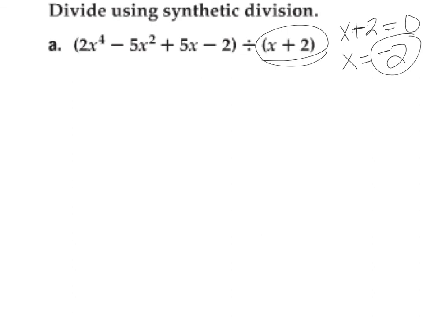And then, what I like to do is put columns for each of my terms. Now if I look at this, I see that I'm in descending order, but I'm actually missing the x cubed term. So I want to account for that when I do my synthetic division. So I've got x to the 4th. I need an x cubed column.